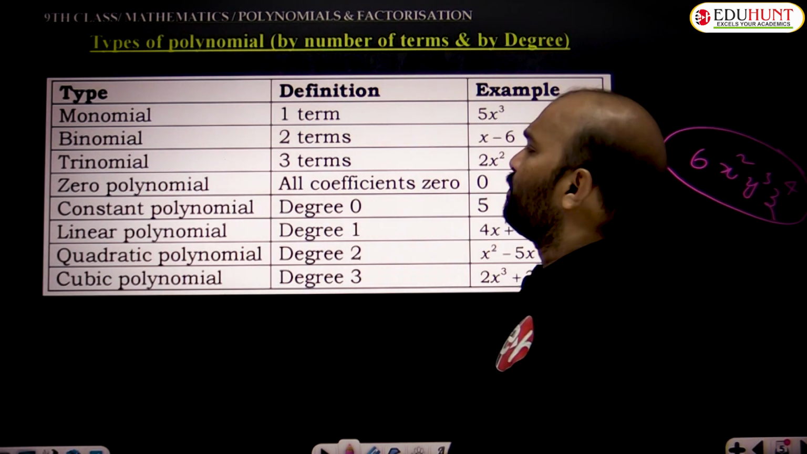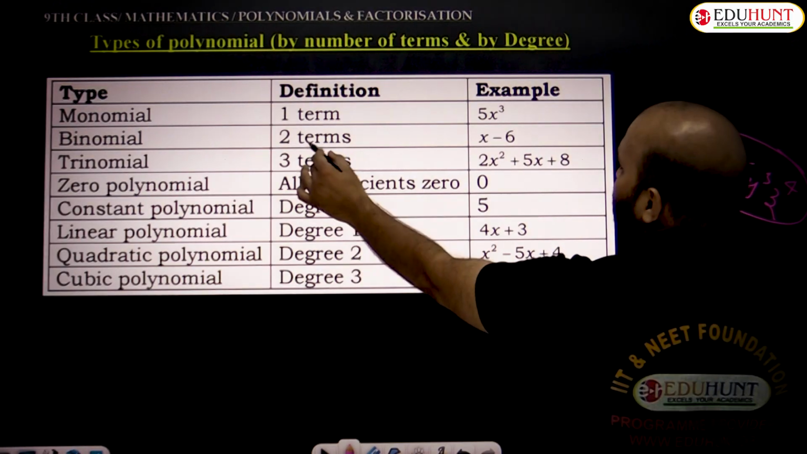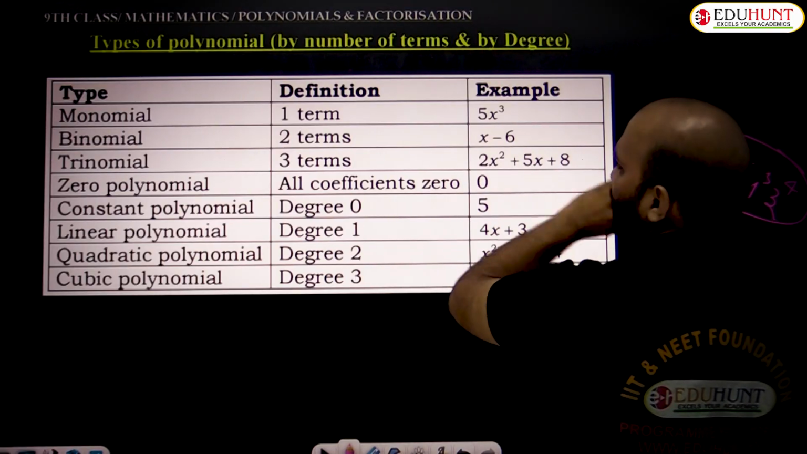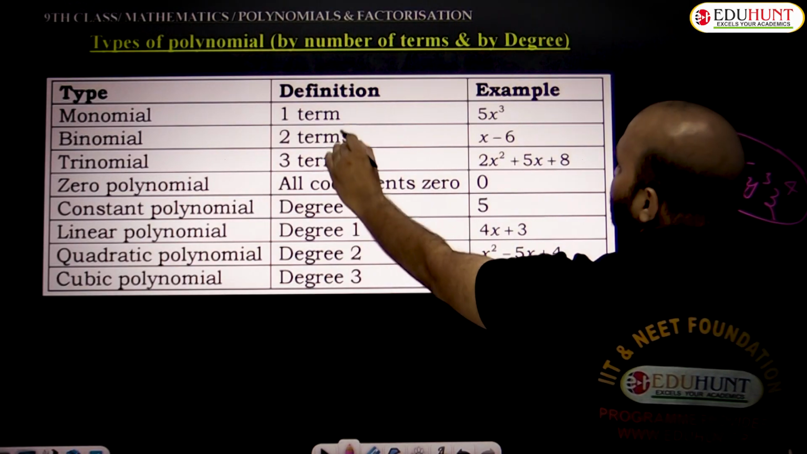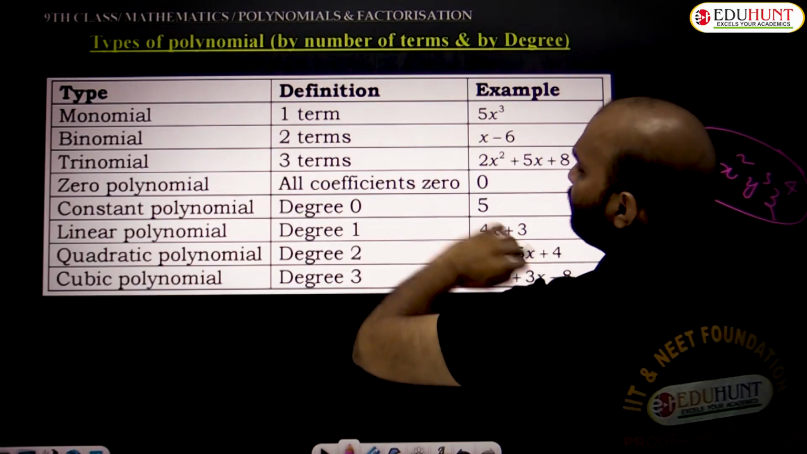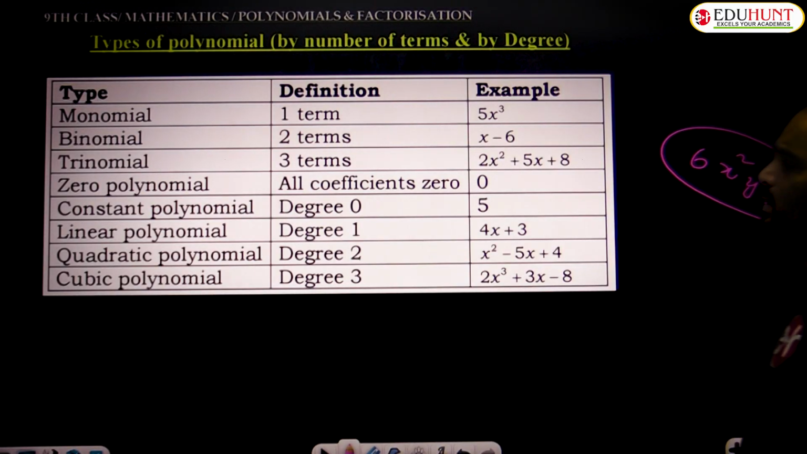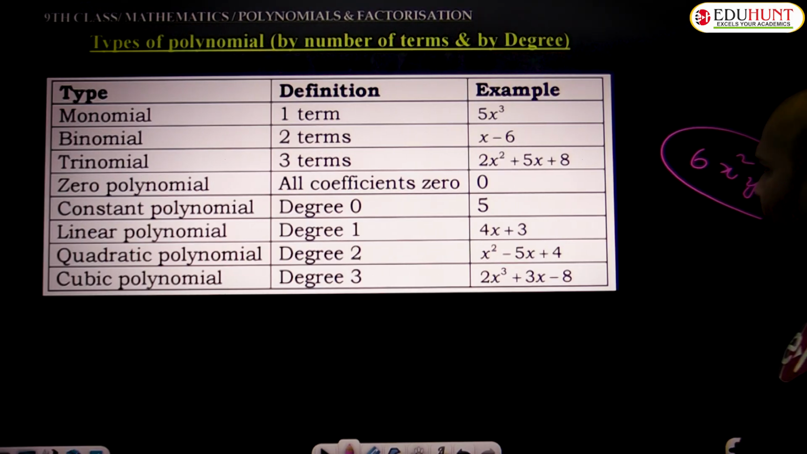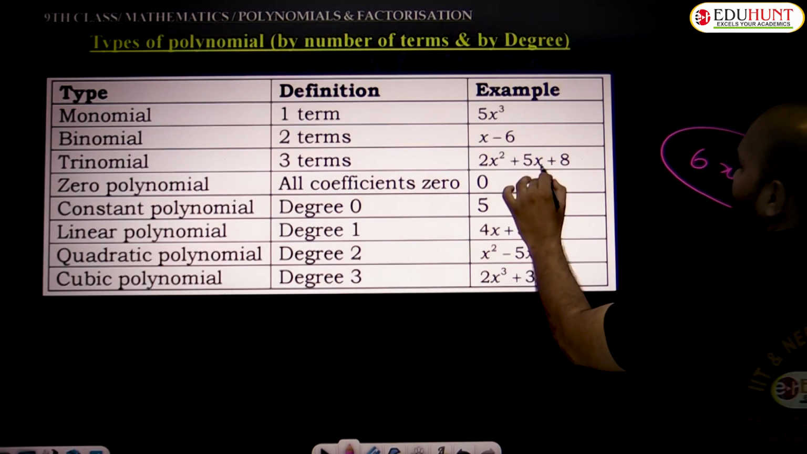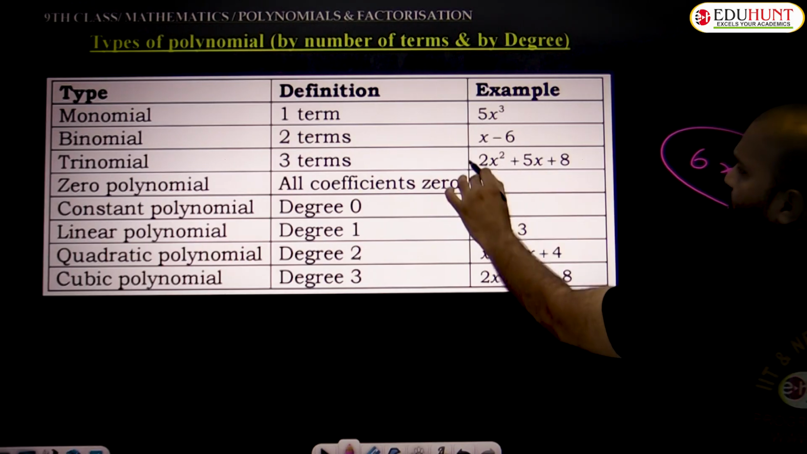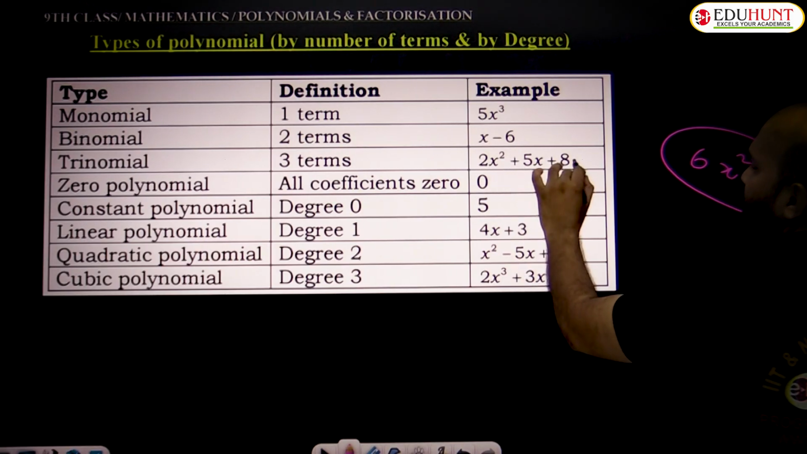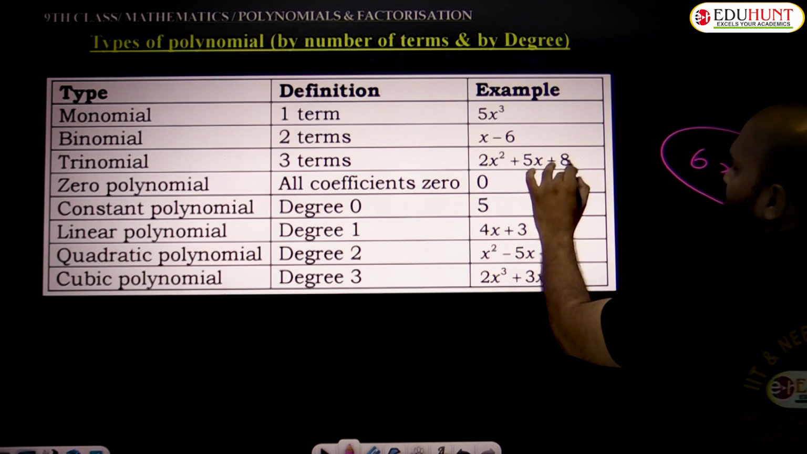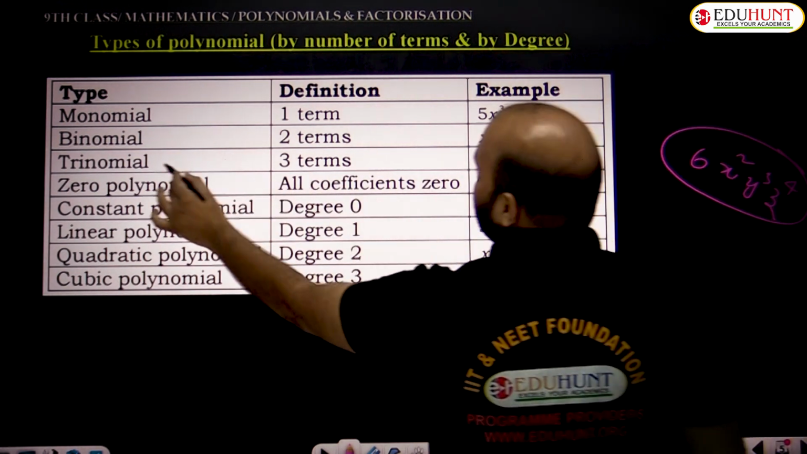Second one, binomial. Binomial means two terms. What is a two-term polynomial? x minus 6, or 2x plus 3. Whatever you write with two terms is called a binomial. Next one, trinomial, which contains 3 terms, for example 2x square plus 5x plus 8, just like a quadratic equation. So 2x square, 5x and 8 are 3 terms. A 3-term polynomial is called a trinomial.